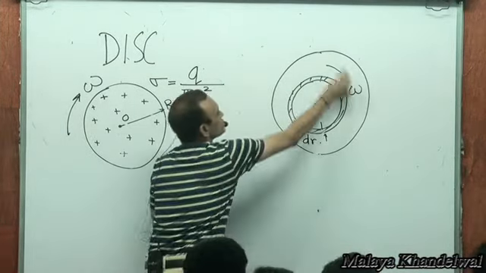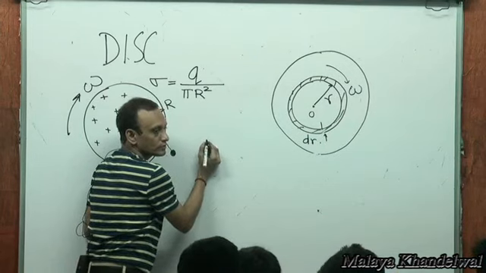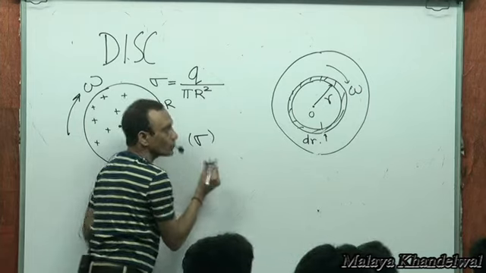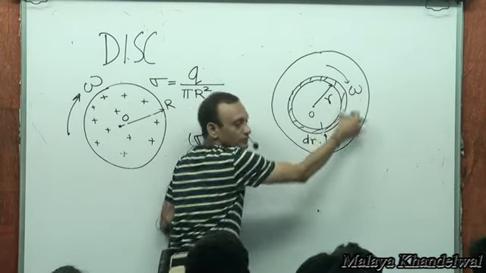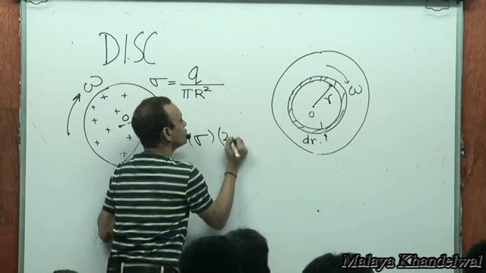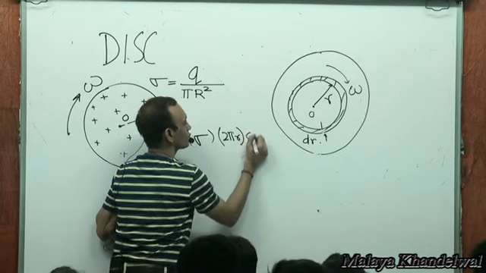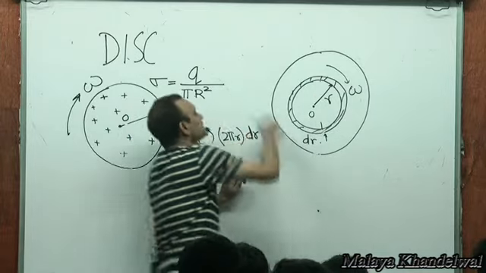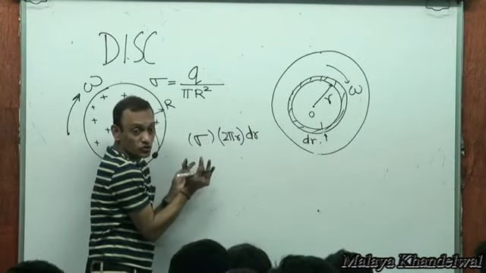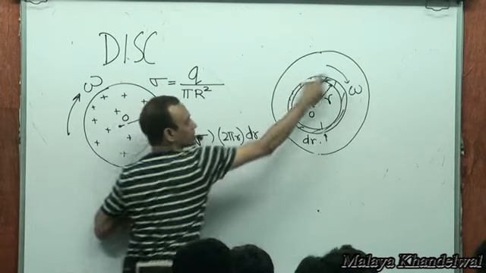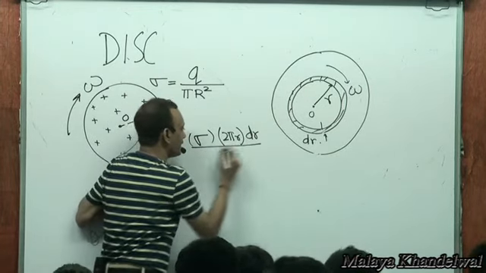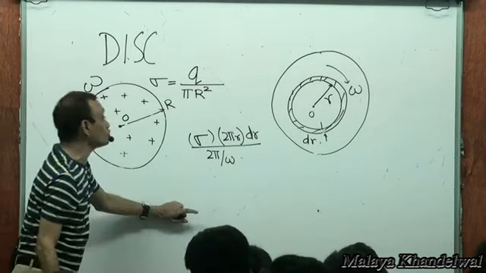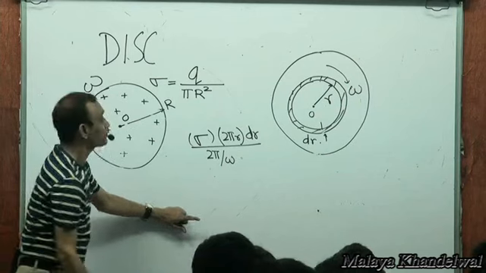Now, the charge on this ring would be how much? Sigma, charge per unit area, into this area, 2 pi r dr. That's going to be the charge on this ring, right? Divided by the time it takes for a full revolution, 2 pi by omega, would be the equivalent current associated. That's going to be the equivalent current that you want to associate with it, right?